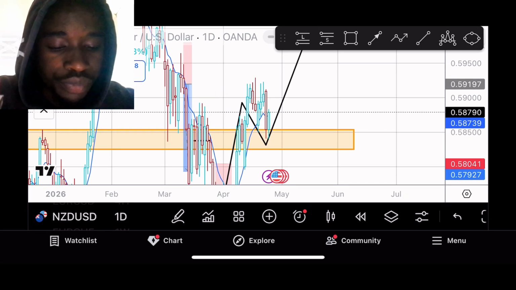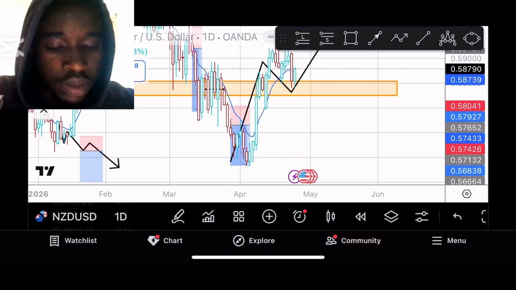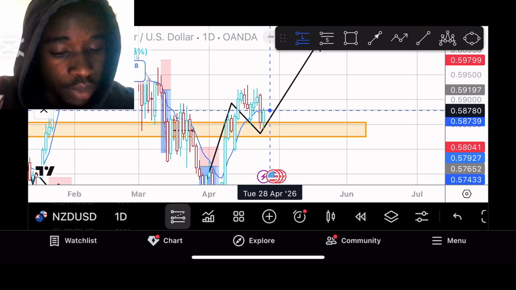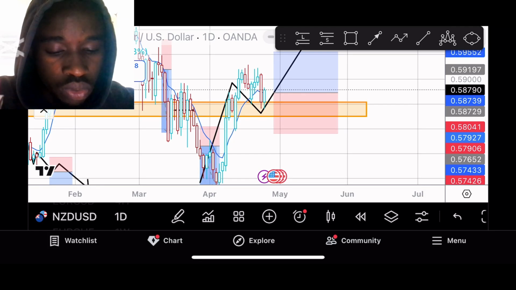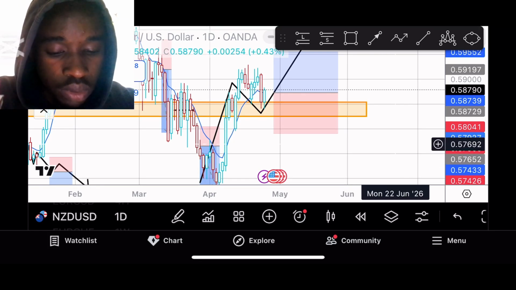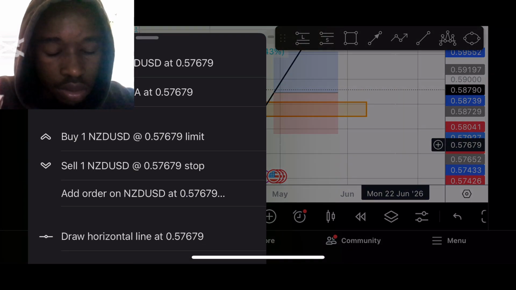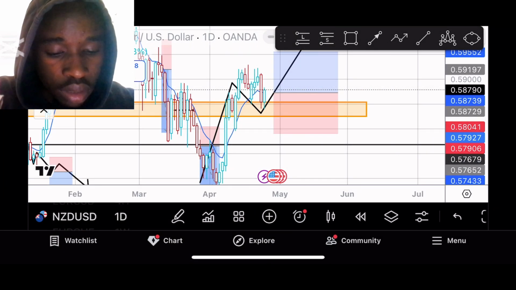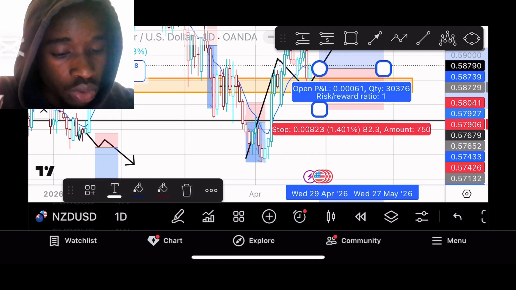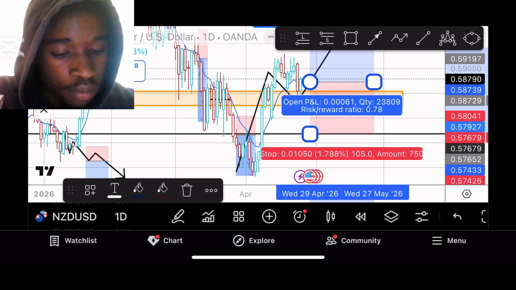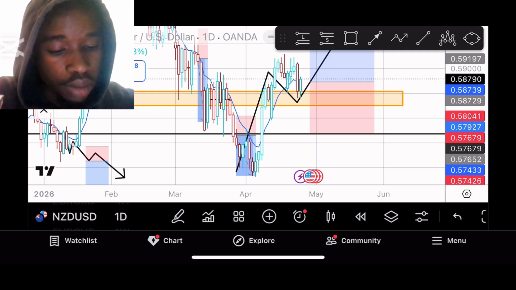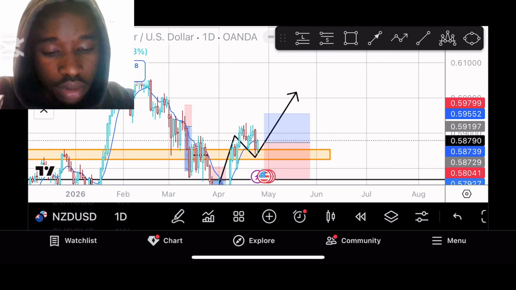NZD USD has had its break. This might be a nice trade. I have a feeling that it's going to continue a little bit on the downside before it goes up on Monday. So let's just place a little line just there, just below previous low. I know previous low is there, but I like to be safe and give my stop loss some breathing room.